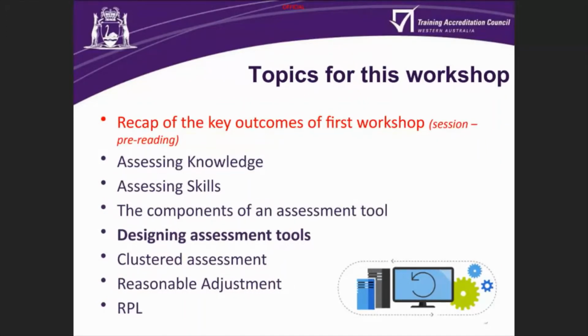And then we'll finish off with three short discussions about specific issues when it comes to assessment. For the first one being clustered assessment, when we are dealing with units of competency that we are teaching and assessing together in a cluster. What does that mean when it comes to assessment and assessment tools?